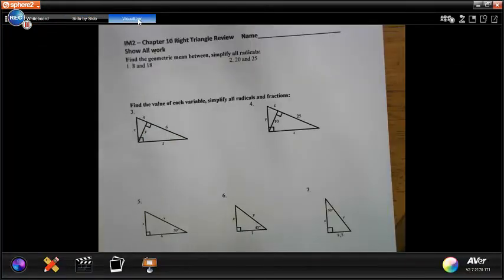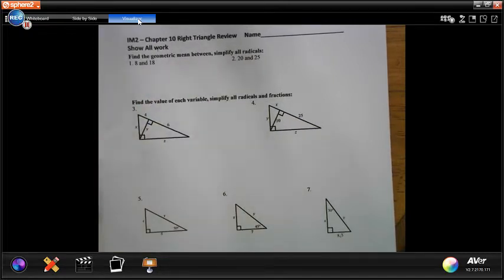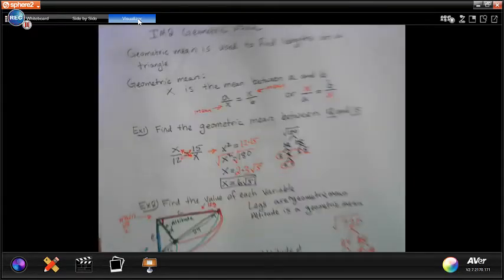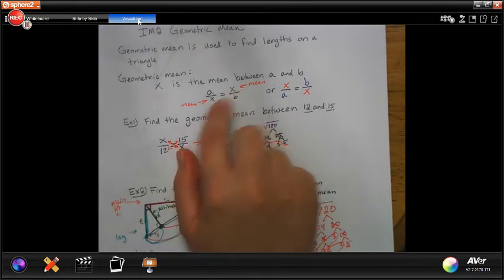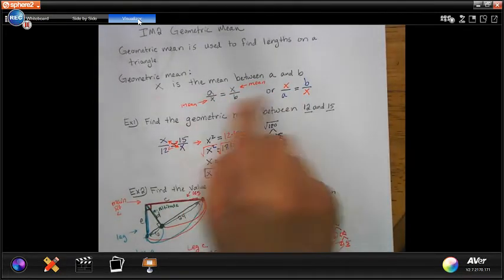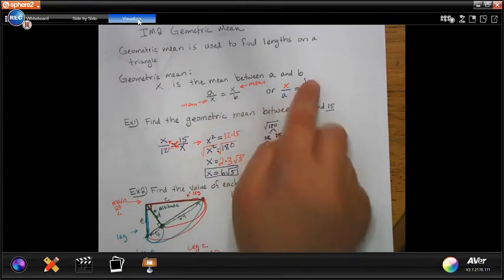So the first thing we have here, it talks about geometric mean. So I have to look at my notes for geometric mean. It would help if you wrote down the formulas on a piece of paper so that you don't have to go to the videos, because if you keep going to the videos, it will take too long. Okay, so the geometric mean formula, notice x is diagonal, either this way or this way, and the 2 numbers they give you are in the other 2 spots.